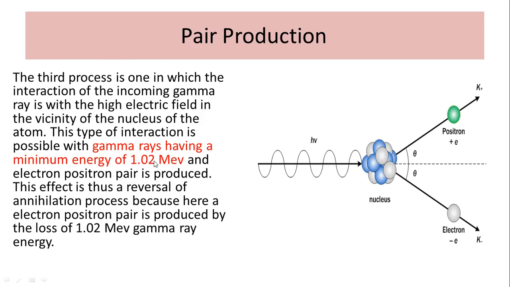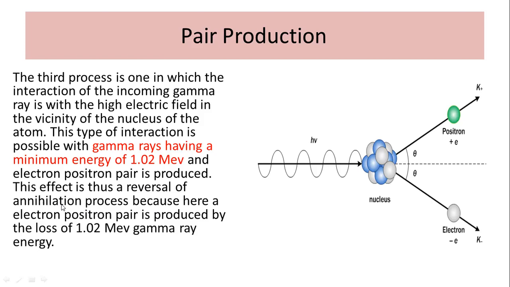And I have explained a little bit about the emission of the positron before. So this electron and positron pair is produced with this energy. This effect is thus a reversal of the annihilation process, because here the electron pair is produced by the loss of the 1.02 MeV pair energy. So this is actually opposite to the annihilation process, and I explained the annihilation process in the previous video.